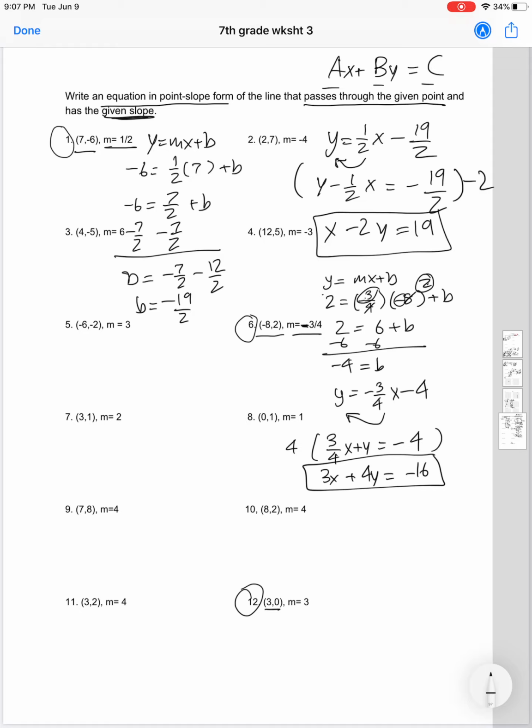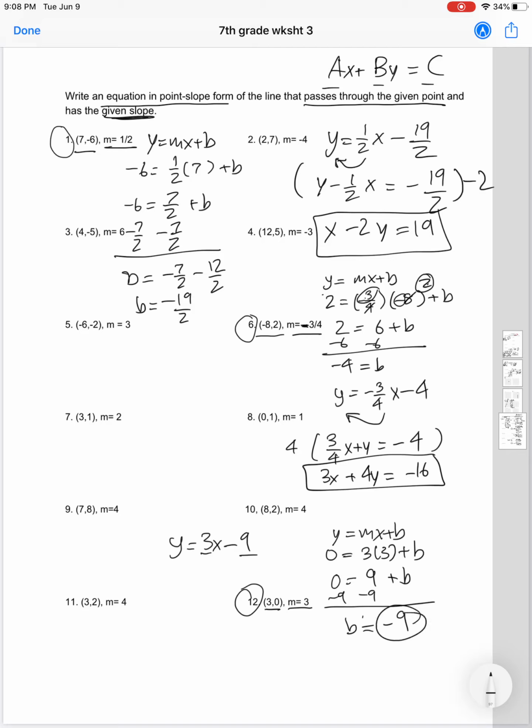You have the point 3 comma 0, and you have the slope m equals 3. Now, put it into the equation, y equals mx plus b. What is your m? 3. What is your x? 3. What is your y? 0. So what's your b going to be? 0 equals 3 times 3, which is 9, plus b. Subtract 9 from both sides so that you get b alone, and b is going to equal negative 9. Put it back into the equation. Y is equal to 3x minus 9, because that's our slope and that's our y-intercept, negative 9.